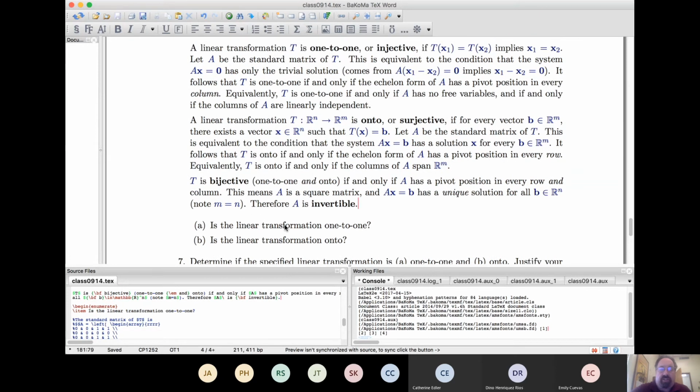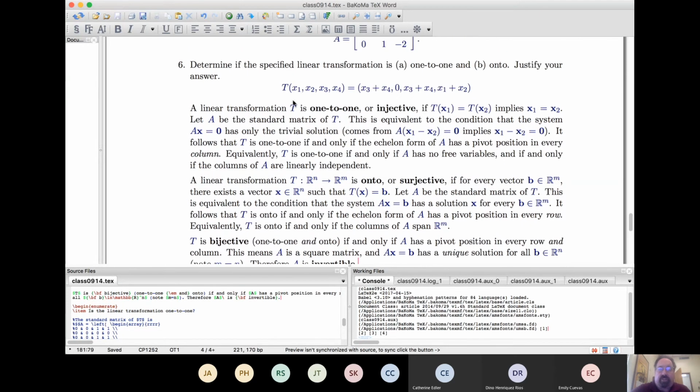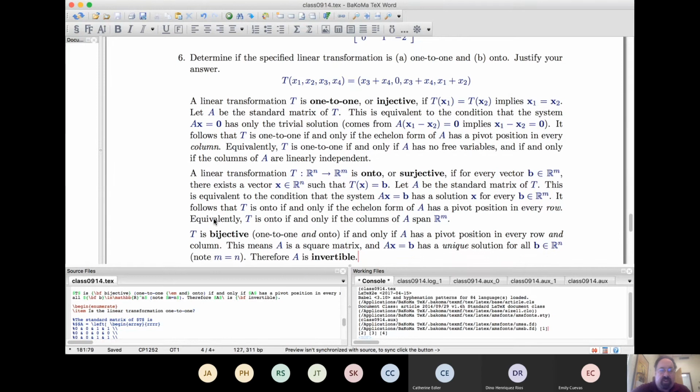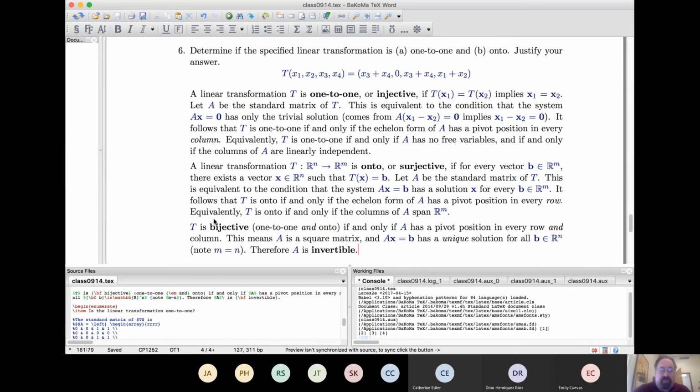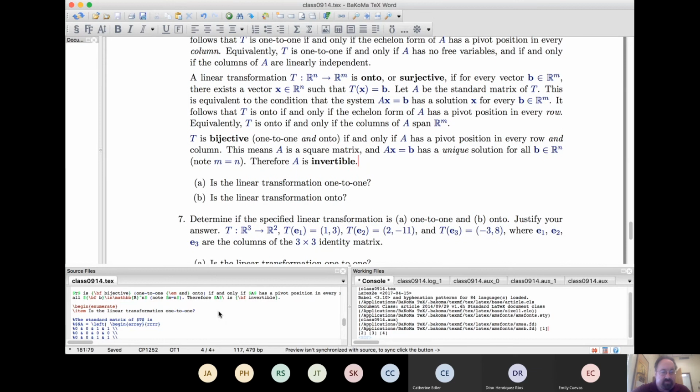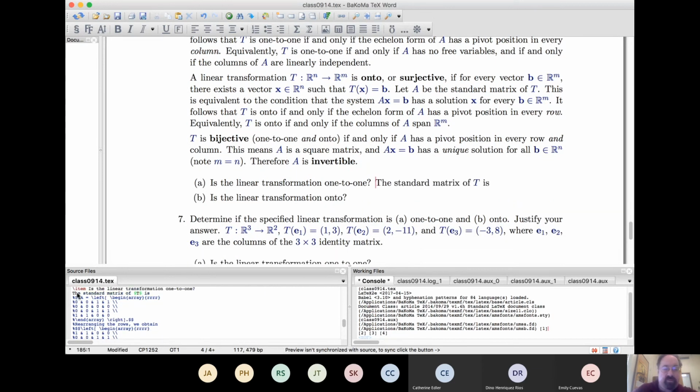So now the question is, this transformation that's given in a problem, is it one-to-one and onto? You can form a matrix by looking at these expressions here that give you rows 1, 2, 3, and 4. So then we can examine that matrix. So we go ahead and get the matrix from the formula.